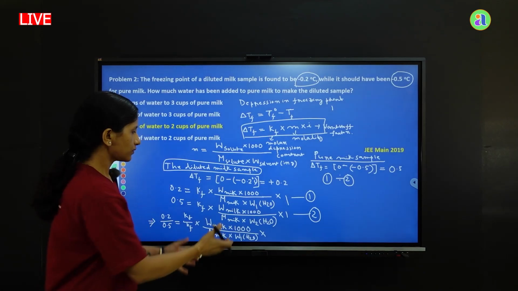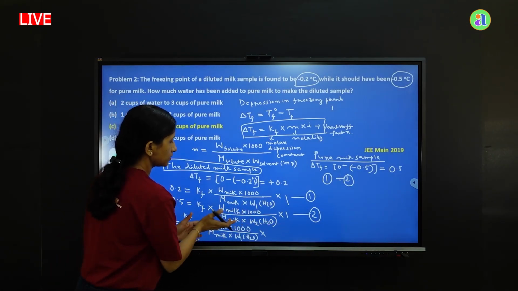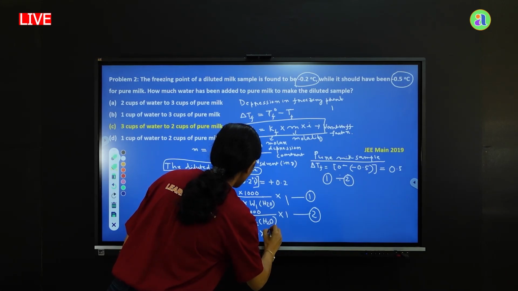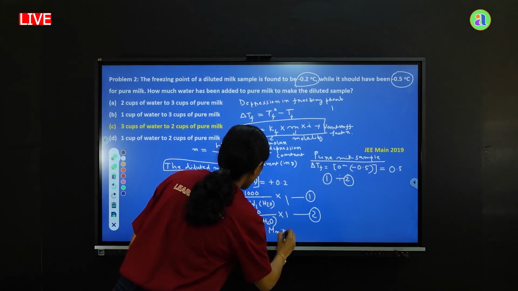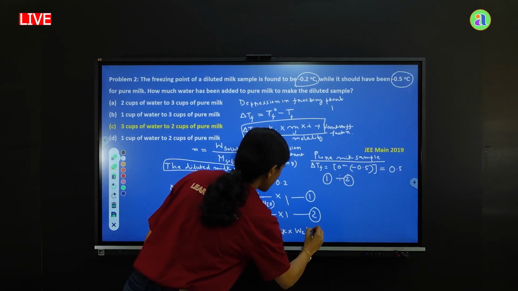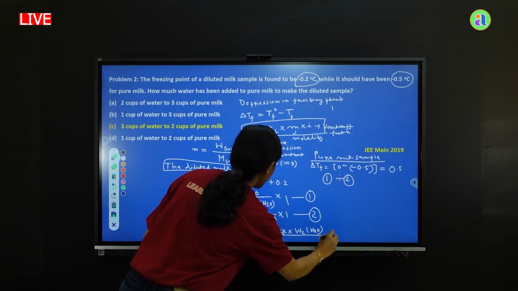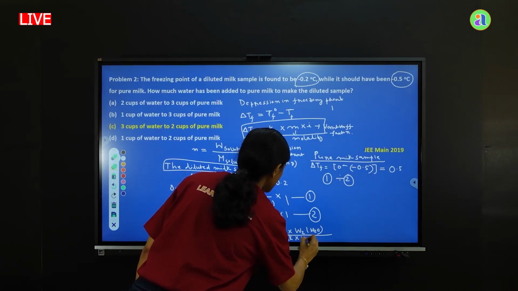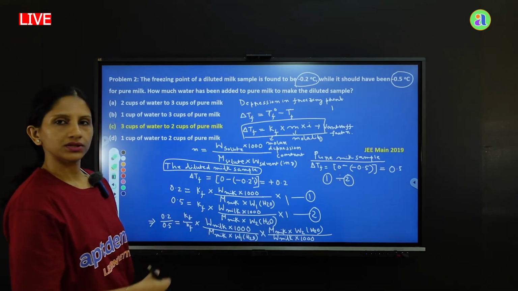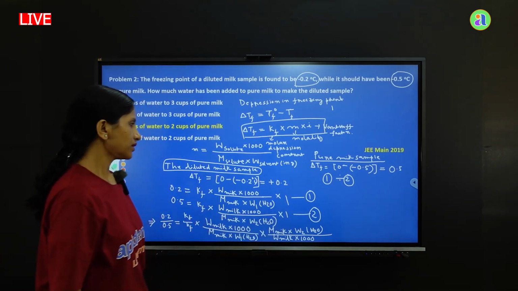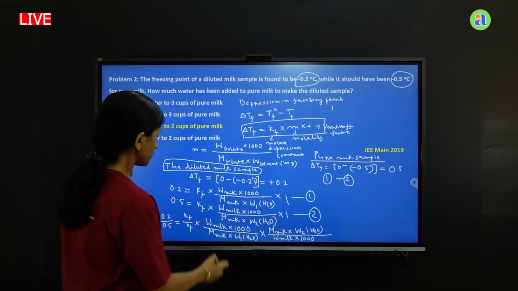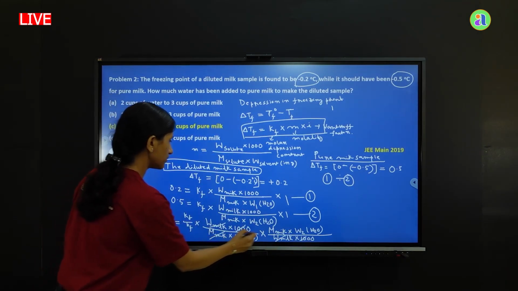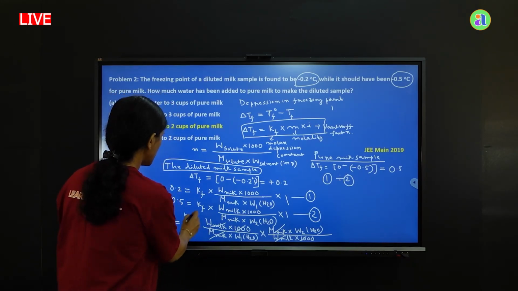Now, as we are dividing, from equation 2 the lower part will go upside. So, we will get mass of milk times W2 H2O divided by W milk times 1000. And Van 't Hoff factors for both the solutions are 1, so they are not appearing in this expression. So you can see from here they will cancel out and mass of milk will also get cancelled out.